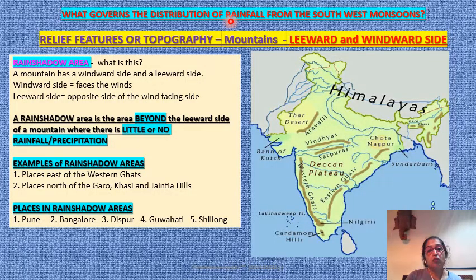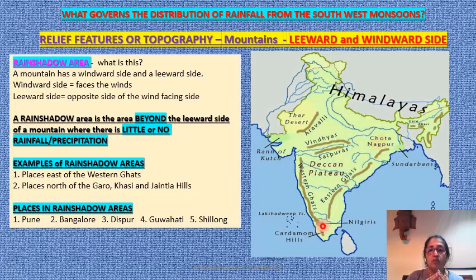What governs the distribution of rainfall from southwest monsoon? What decides when the southwest monsoon winds hit the Indian coast? What decides the distribution of rainfall? Distribution means where is it high, where is it low, where should it rain more, where does it rain less? What decides that? We learned last year also, relief features are very important. What are relief features? Landforms. The most important one is mountain ranges and hills.